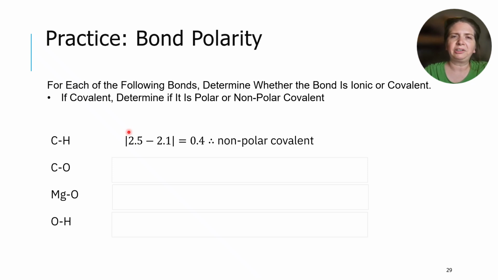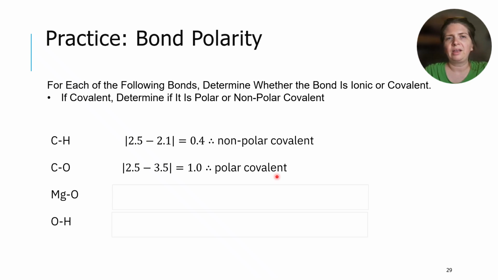Now consider carbon and oxygen. The electronegativity difference is 1.0, so these two elements will make a polar covalent bond, meaning the electrons are shared unequally. Next, consider magnesium and oxygen. The electronegativity difference is 2.3, making this bond ionic. Just as we would predict, because magnesium is a metal and oxygen is a nonmetal.